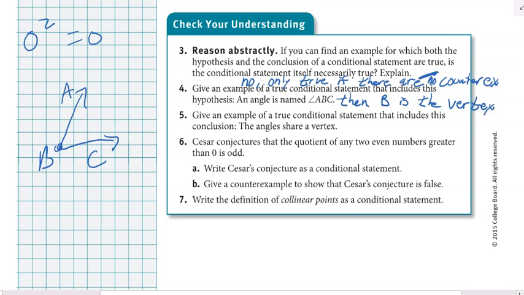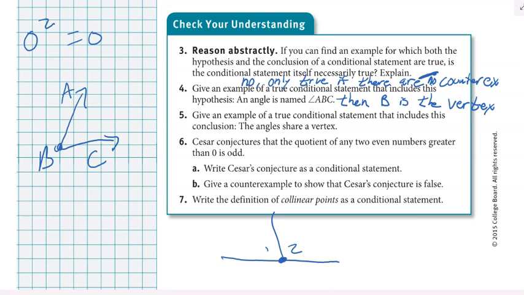All right, number 5, give an example of a true conditional statement that includes this conclusion. The angles share a vertex. So we have to end up with angles sharing a vertex. The easiest way to do this would be just draw a vertex and then make two separate angles. I happen to make a linear pair down here. So I could say something along the lines of if two angles are a linear pair, then they have to share a vertex. So that would be an easy one. It's a true conditional statement. If they're a linear pair, then the two angles that make that linear pair do have to share a vertex.